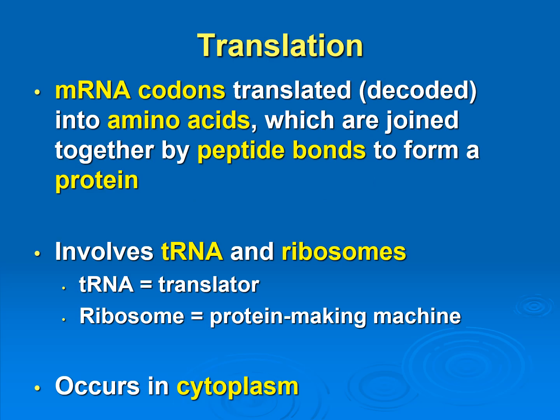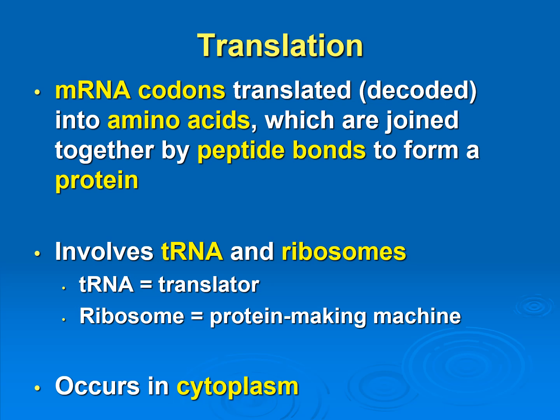Let's take a look at translation. In translation, the messenger RNA codons are going to be translated or decoded into the correct amino acid, which will then be joined together by peptide bonds to form a protein. And in translation, we're going to be using both transfer RNA or tRNA and ribosomes.